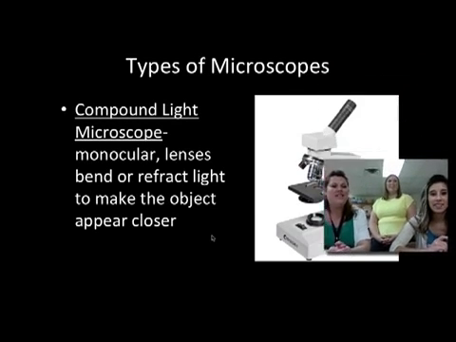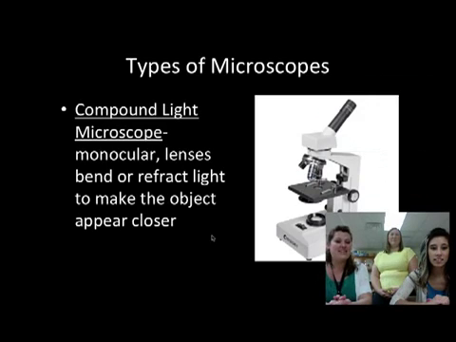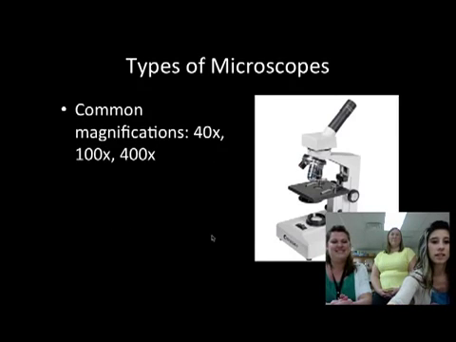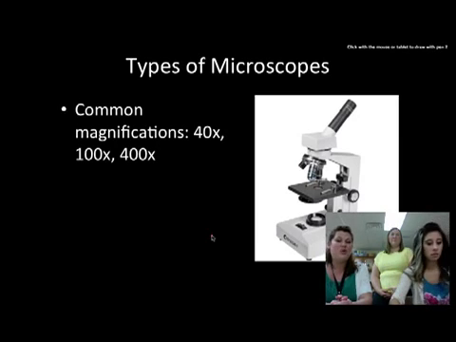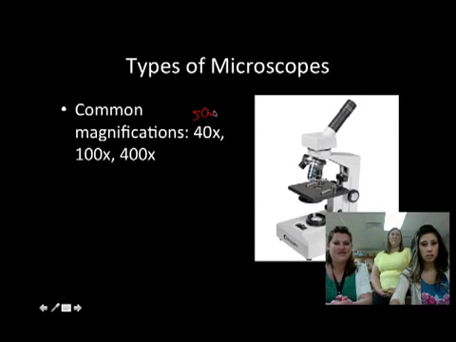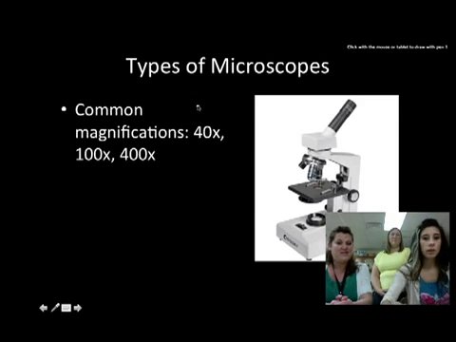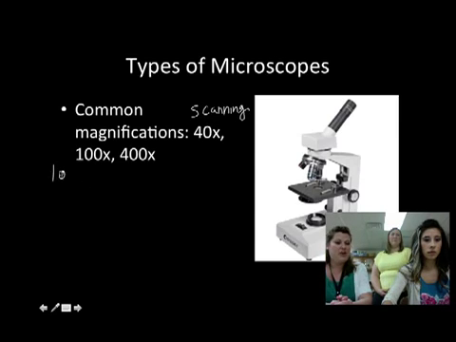And next we have a compound light microscope. This is the one we most typically use in class. It is monocular, meaning one eyepiece. Lenses bend or refract light to make the object appear closer. Common magnifications are 40x, which is the objective that we also call scanning. It has a 4 on it, and then you multiply that by the eyepiece, which gives us 40x magnification. Then we have low power, which is 100x magnification, and high power, which is 400x magnification.